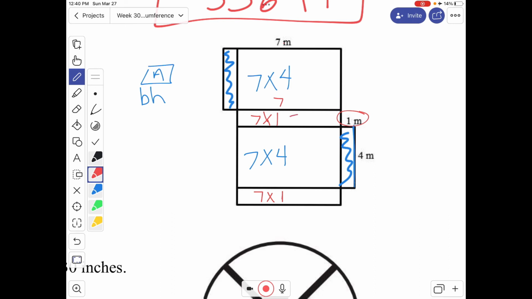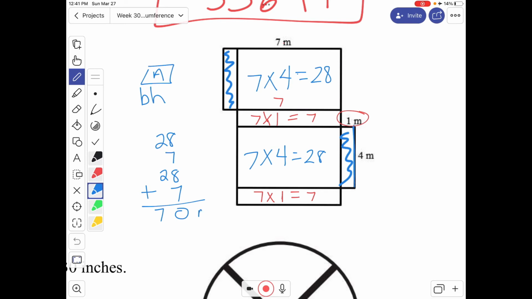So now we just need to work all those out and add them up. 28 plus 7 plus 28 plus 7. That equals 70, and it's meters squared.